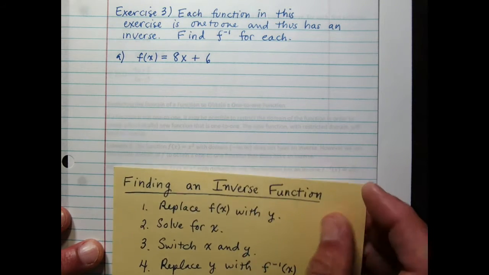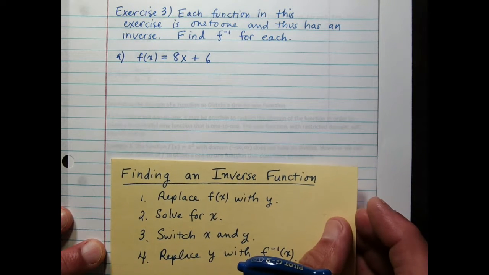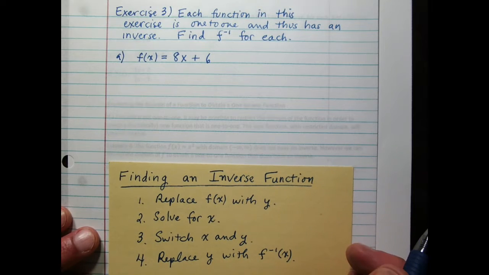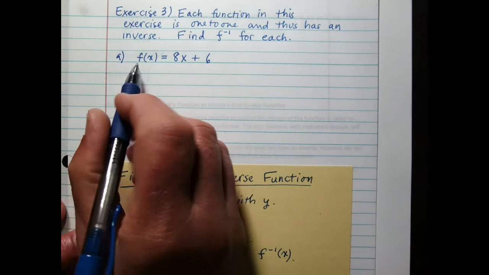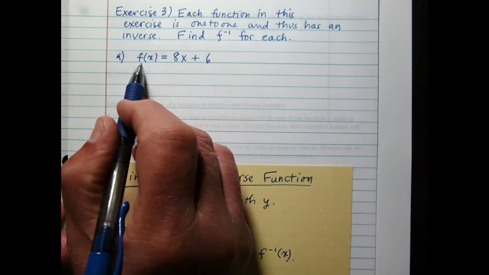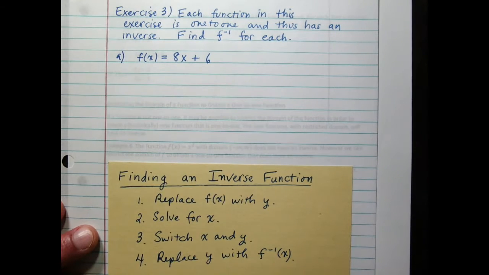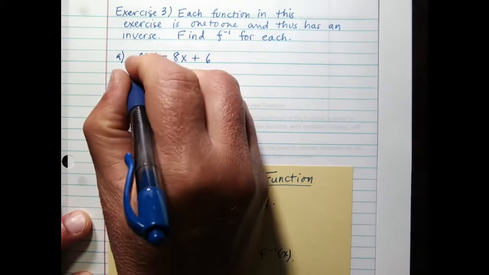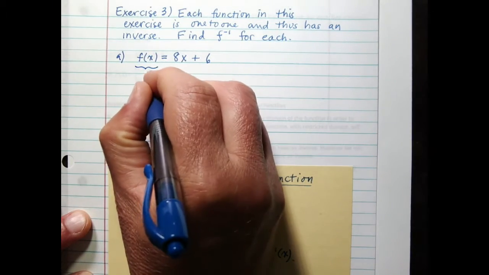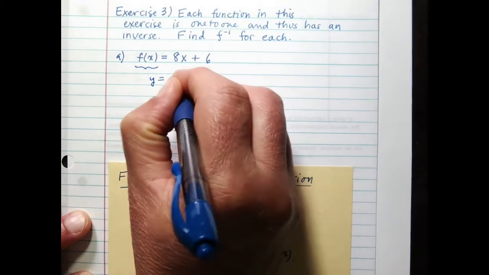Okay, so we're going to start thinking about our steps to follow here. So first thing I'm going to do is replace f of x with y. Well, let's look at A first. A is f of x equals 8x plus 6. That's a nice linear function, right? It's in the form mx plus b. And we're going to find its inverse. So I'm going to replace f of x with y. So I'm going to rewrite this in the form y equals 8x plus 6.